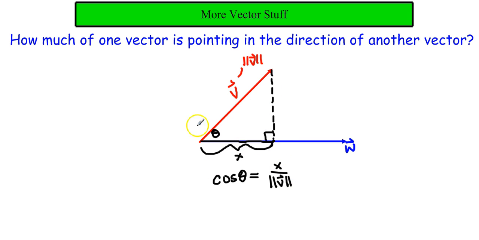So what I'm interested in, again, is how much of one vector is pointing in the direction of another vector. I'm interested in this, and we call this a projection. It's a projection of vector v onto vector w, and that will give us the answer to this question, how much of one vector is pointing in the direction of the other. So we call x the projection of v onto w.